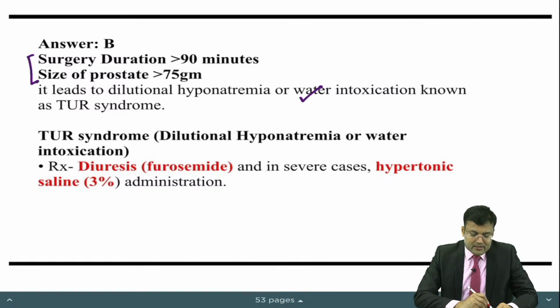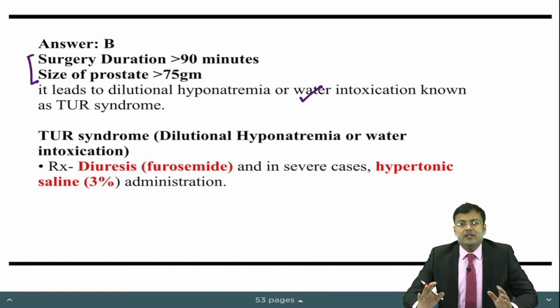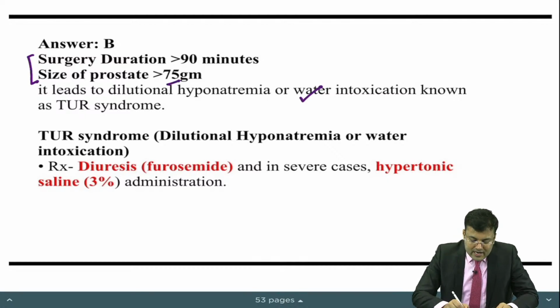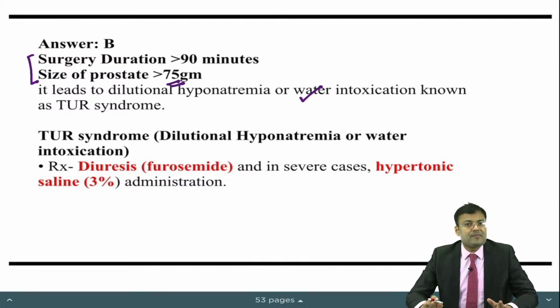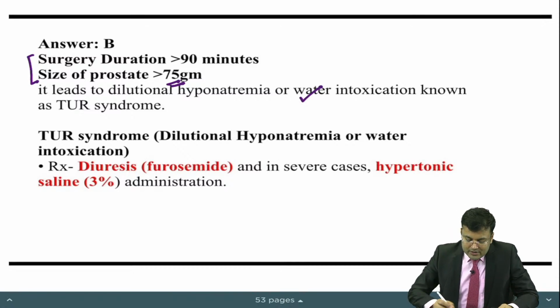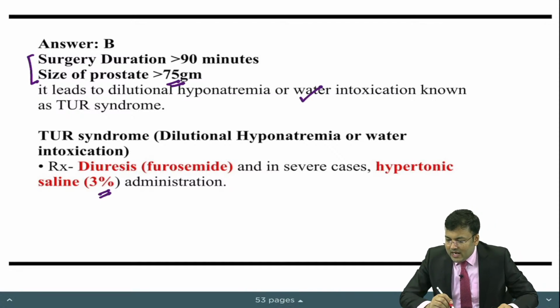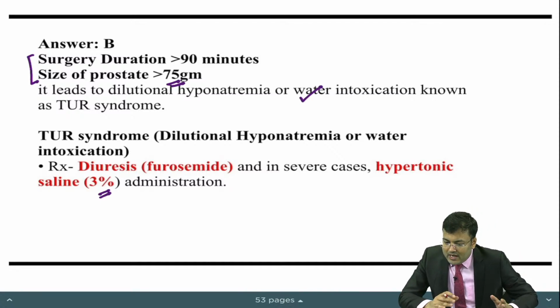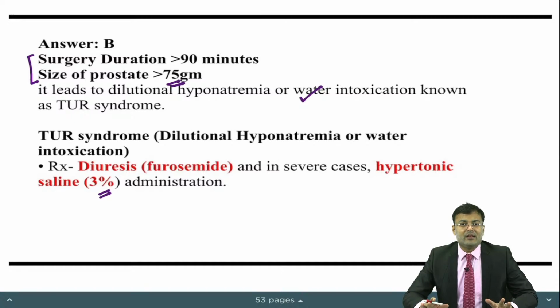What are the risk factors? We discussed surgery duration more than 90 minutes, or if the size of the gland is more than 75 grams. What is the drug of choice? Diuretics, that is furosemide, and what is the fluid of choice? That is hypertonic saline. Rajesh, Mohan Singh, Satish Kumar, Dr. Ajay Kumar, Dr. Richapal, Galva, Rashmi Priya, everybody was correct.